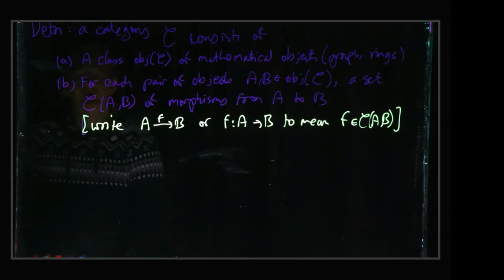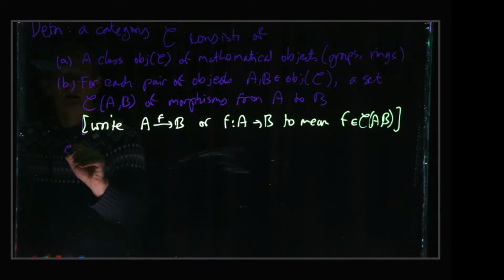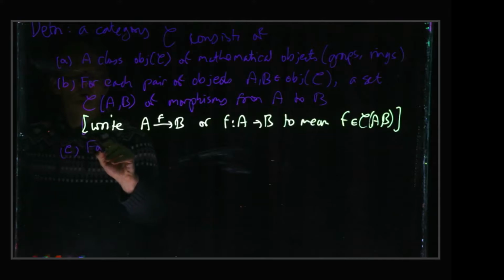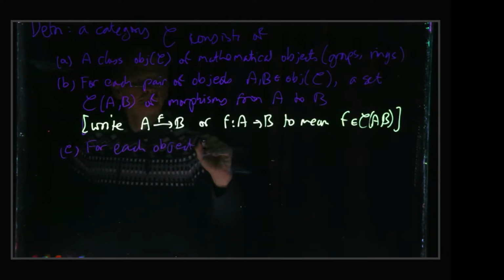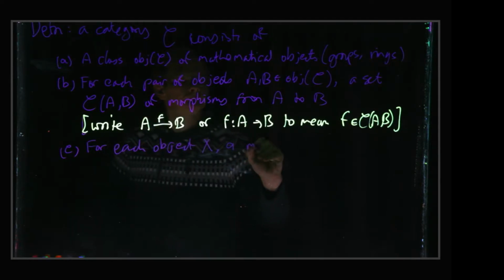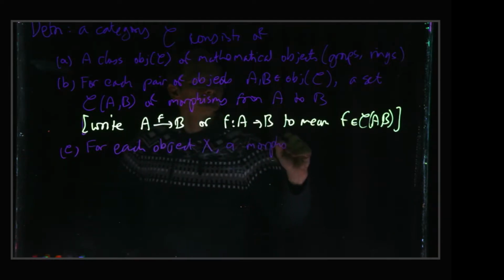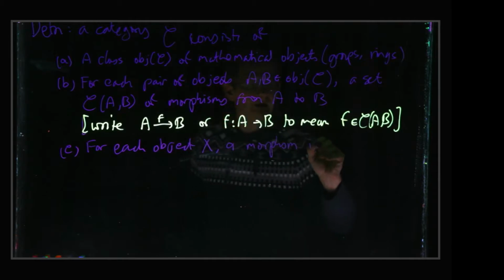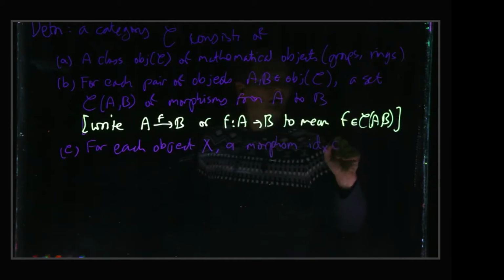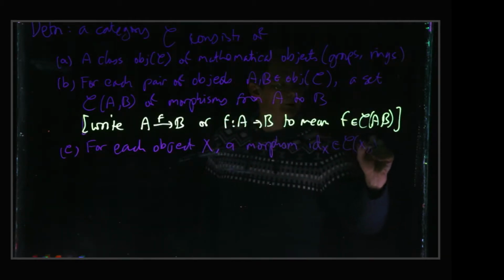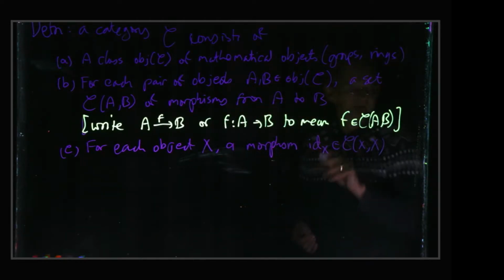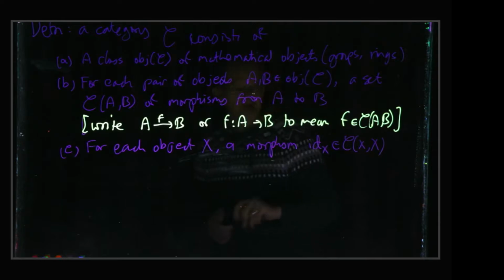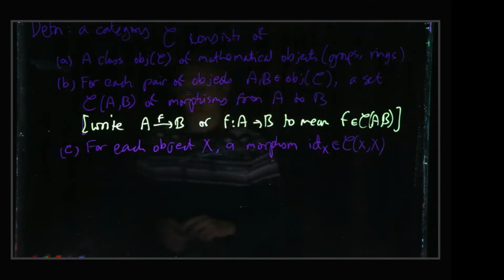And then the next ingredient: for each object, we're supposed to have a morphism from the object to itself. So this is going to be called id X, and this is going to be called the identity morphism.